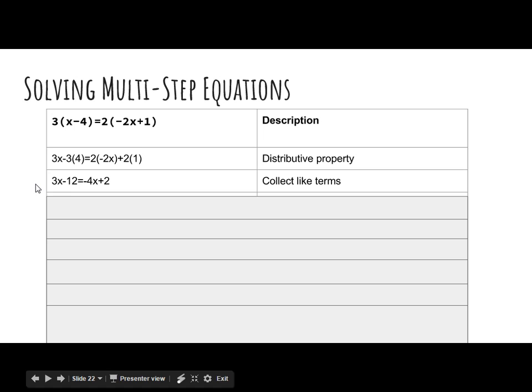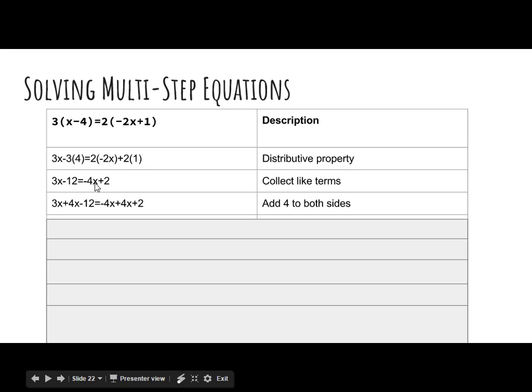So now in our next step, we have to remember we're trying to get all variables to the left, and all numbers to the right. And remember, we do reverse BEDMAS, which is SAMDEB. So when I look at this, subtraction is the first item that I have. I have a negative 12, but I also have a negative 4x. So what I chose to do is to take care of the negative 4x first, by adding 4x. So I have 3x plus 4x minus 12, which equals negative 4x plus 2.